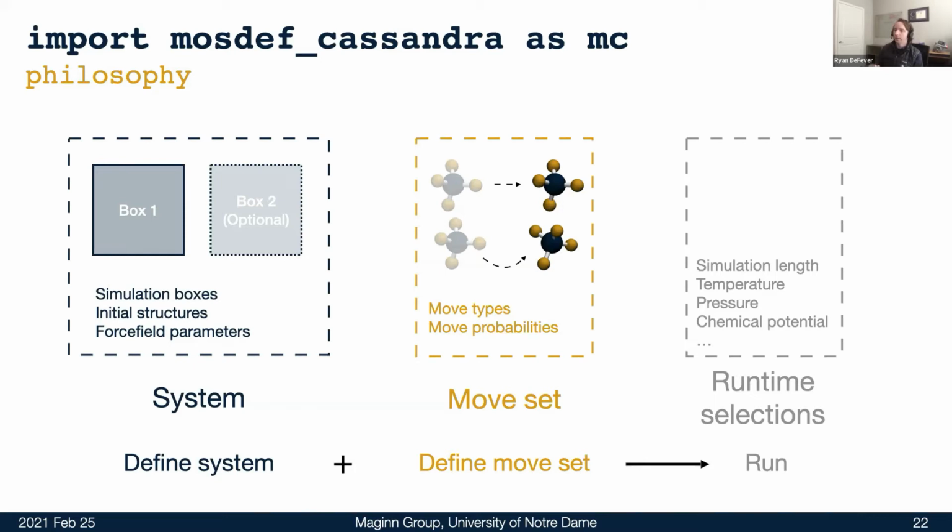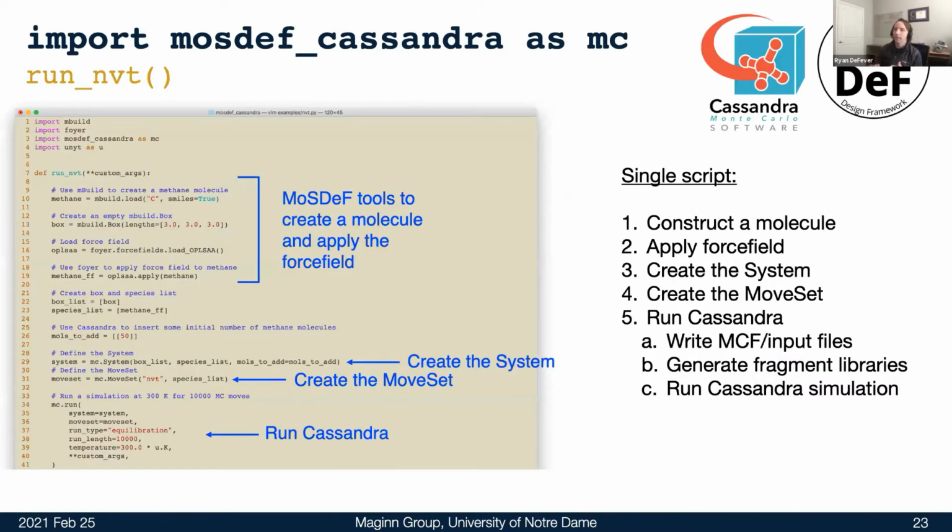You then define your move set. So this is the different types of Monte Carlo moves you want to do, the probabilities of each of those moves, and the associated parameters. And then finally, you make some last runtime selections, like the temperature, the pressure, and how long you want to simulate. So this maps onto a really nice, simple workflow. And now, all it takes to run an NVT simulation in Cassandra is what I'm showing in front of you. This is start to finish, starting from nothing, no input files, and running an NVT Monte Carlo simulation in Cassandra.